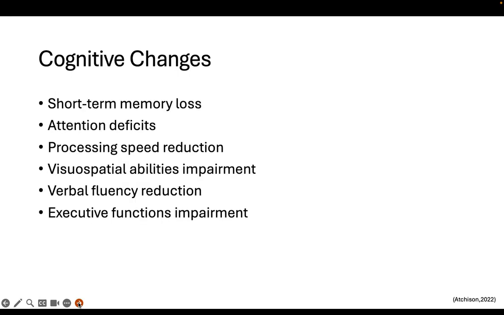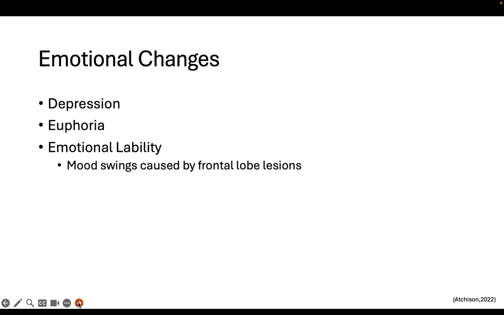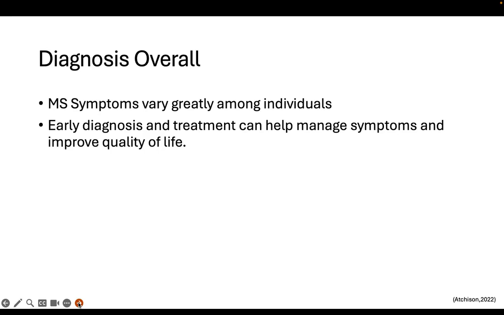Some cognitive changes that you can see are short-term memory loss, attention deficits, processing speed reduction, visuospatial abilities impairment, and also verbal fluency reduction and executive functions impairment as well. Some emotional changes that you'll see are depression, euphoria, and emotional lability, which is just like mood swings caused by the frontal lobe lesions. So overall, MS symptoms can vary greatly among individuals, and early diagnosis and treatment can help manage individual symptoms and improve their quality of life.